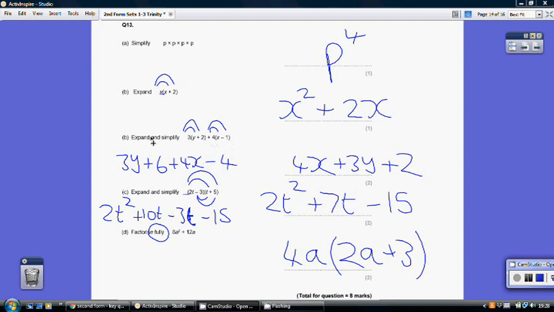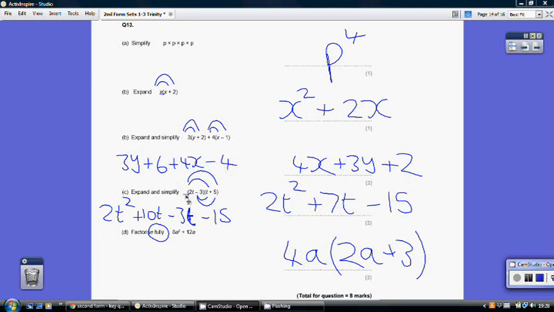So far we've expanded, we've got rid of the brackets. Now we've got to do the simplifying. The simplifying is when you gather like terms. So you gather up all the x's, where we've only got 4x. We gather up the y's, where we've only got the plus 3y. And we gather up the normal numbers. Now be careful here, this is plus 6, take away 4, which is plus 2.